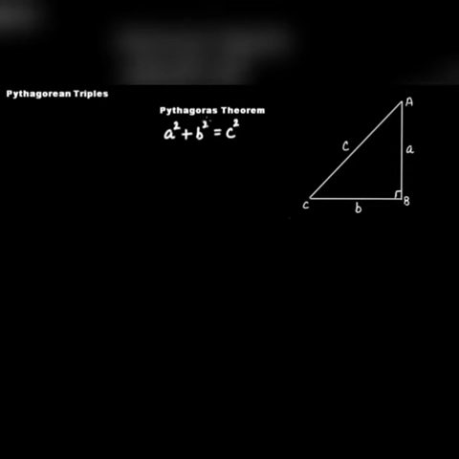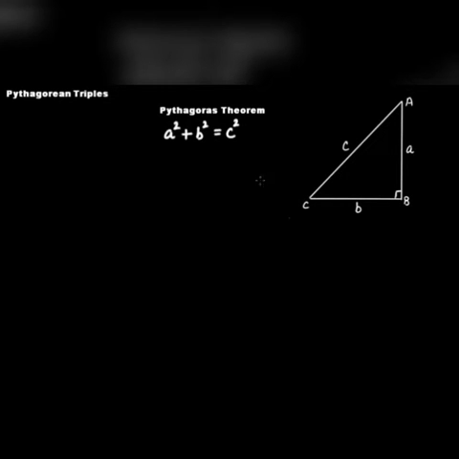Pythagoras theorem says that if you have a right angled triangle ABC, right angled at B, where A and B are the lengths of the two legs and C is the length of the hypotenuse of this right angled triangle, then A squared plus B squared is equal to C squared. Okay, now you'll ask, how is it related to Pythagorean triples?